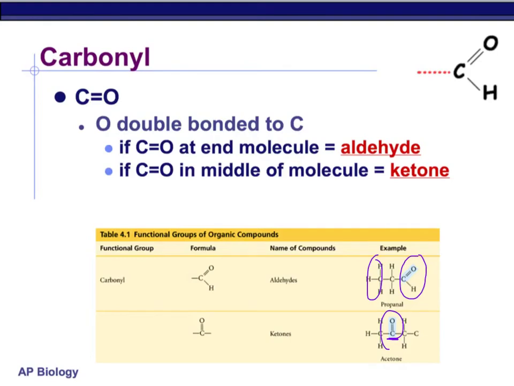So one more time. If the carbon double bonded to the oxygen is found on the end of the molecule, that could be the left end or the right end, this is called an aldehyde. If it is found in the middle, so right in the middle of the molecule, it is called a ketone. Okay, so if you're familiar with acetone, that's an example of a ketone.